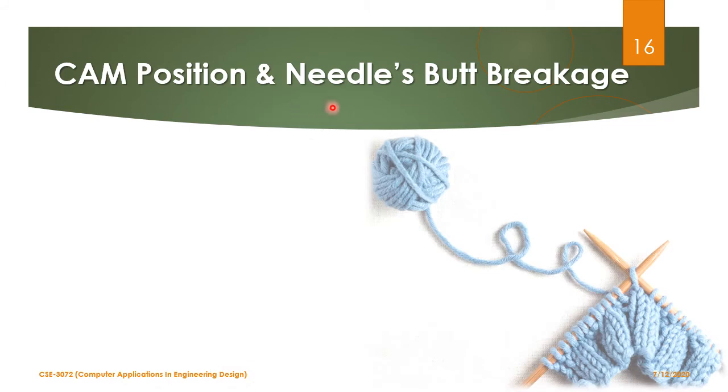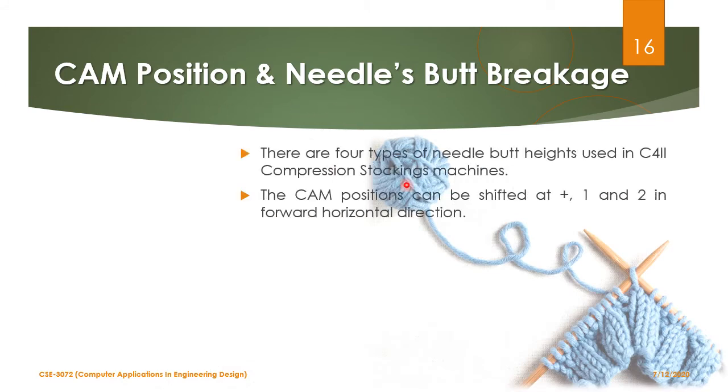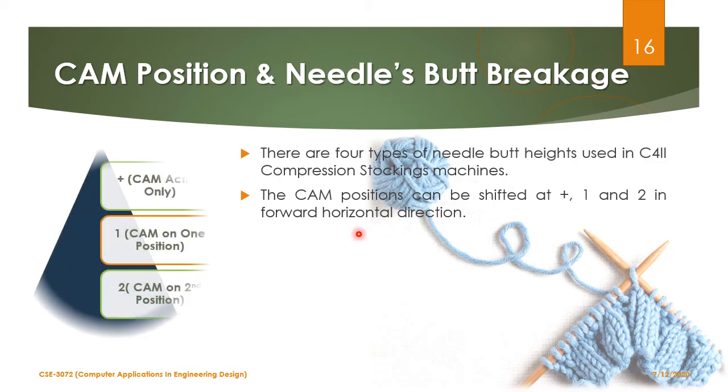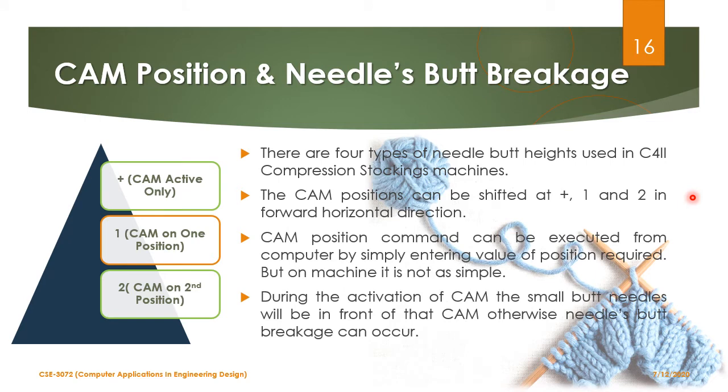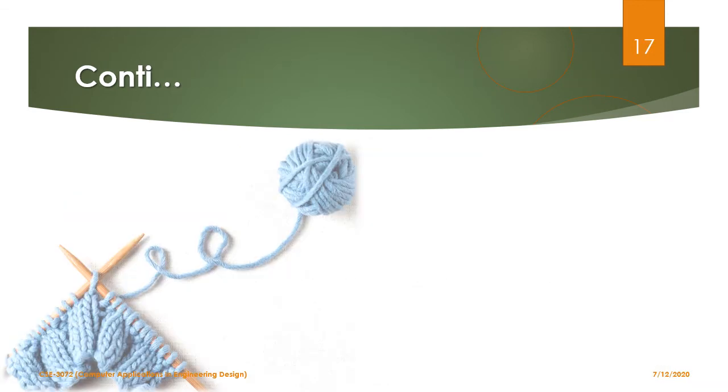Cam position and needle butt breakage. There are three positions of cam: plus, 1 and 2, in forward horizontal direction. Plus denotes the active position, 1 on one position and 2 cam on second position, while there are four types of needle butts present on the machine, and when we change the position of cam, the needle of shorter butt should be present in front of cam, otherwise the butt breakage can occur. Let's see this in detail.